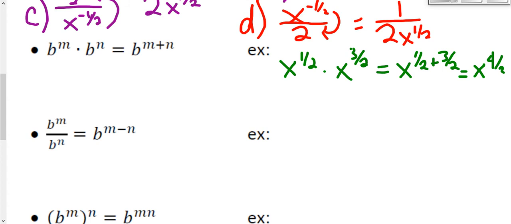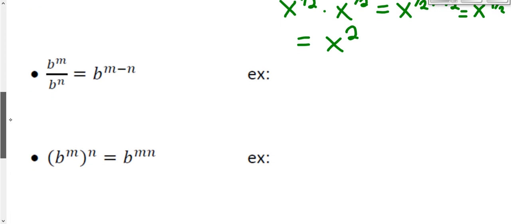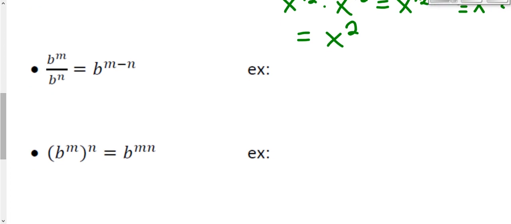Now, x to the 4/2 can be simplified. So x to the 4/2 just equals x to the second power. 4 divided by 2 is just 2. And that's it. So just like usual, if I'm multiplying my variables, we multiply the bases, we add the exponents together. Let's go ahead and take a look at when I'm dividing my variables.